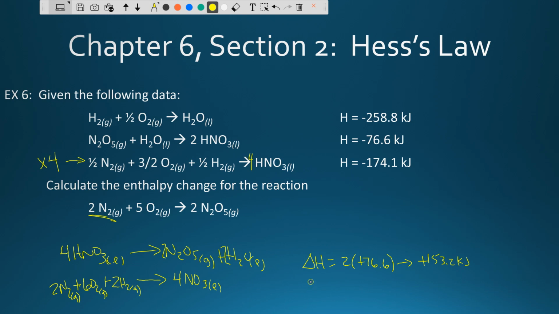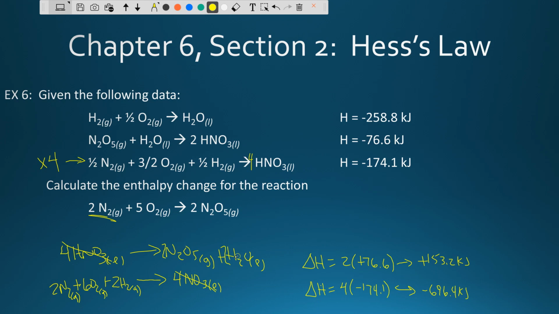So if I did that, I had to multiply everything by 4. I did not flip the equation, so it is still a negative 174.1. And so that ends up being negative 696.4 kilojoules. Okay, so notice that my nitrogen is locked. My oxygen I'm going to have to get rid of, at least some of them. I have 6 and I need only 5. And you'll notice my nitrate is taken care of. That guy is gone.